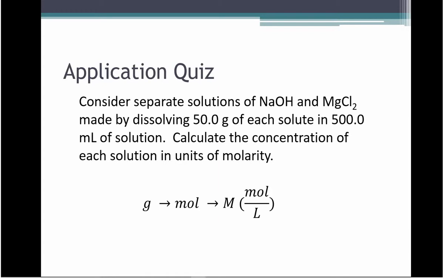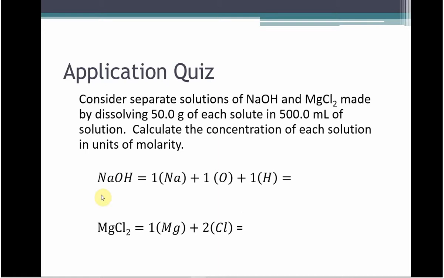Well, we need to go from grams that you measure out to moles. We're going to do that using molar mass. From moles, we can get to molarity by just dividing by liters. So in order to find molarity, we need to have the molar mass. So let's find our molar mass. For NaOH, we have 1 sodium, 1 oxygen, and 1 hydrogen atom. For MgCl2, we have 1 magnesium and 2 chloride ions. Going to our periodic table, we know that sodium has a mass of 22.99. Oxygen is 16, and hydrogen is 1.01.